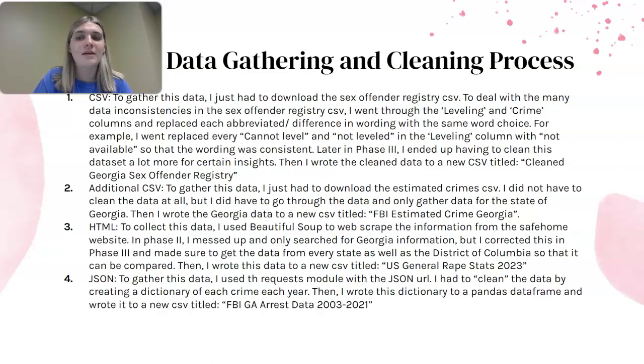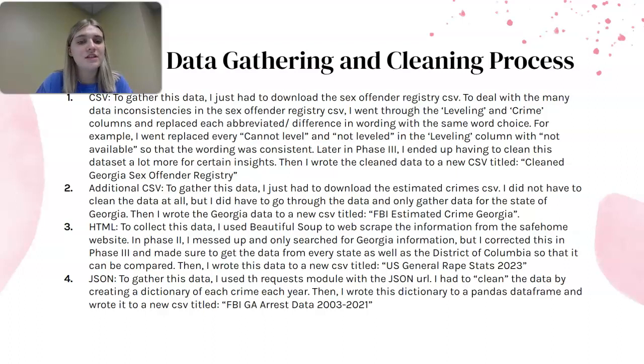Okay, so for my data gathering and cleaning process, the CSV was really the only one I had to clean because all I had to do was really download it to gather the data. And then to deal with the many data inconsistencies in the Sex Offender Registry CSV, I went through the leveling and crime columns and replaced each abbreviated or difference in wording with the same word choice. For example, I replaced every cannot level and not level in the leveling column with not available so that the wording was consistent. Later in phase 3, I ended up having to clean the data set a lot more for certain insights, but for phase 2, this was extremely sufficient. I also then wrote the clean data to a new CSV.